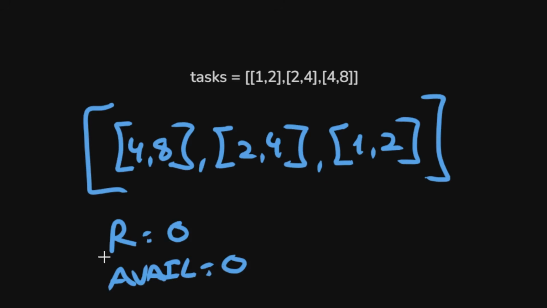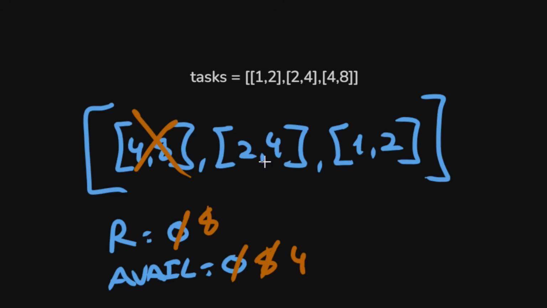So this is the sorted array. The result is initially 0 and the initial available energy is 0. And we are going through these tasks one by one, starting from this one. Here we need 8, but we have 0 available, so we should add 8 to the result. This is 8 and available is 8. Now we have a cost of 4, so we should subtract 4 from available. 8 minus 4 is equal to 4, and the result stays at 8 because we require this energy for this task. It's very important to not use 4 here.